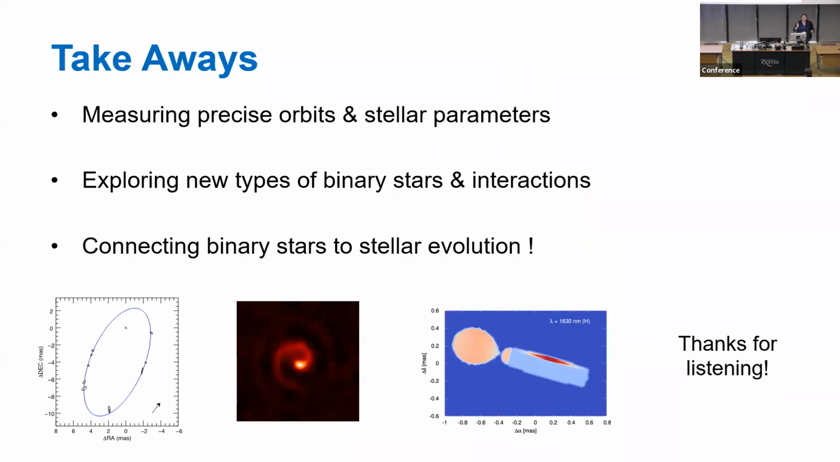So again, if you remember anything, just remember that we're able to get really precise orbits and stellar parameters. We're able to open up studies to all different kinds of binary stars and interacting systems. And this really has allowed us to connect binary star evolution to stellar evolution and study systems all around the HR diagram. So that's, I think, the most important part. So thank you very much for listening, and I will try to take any questions.